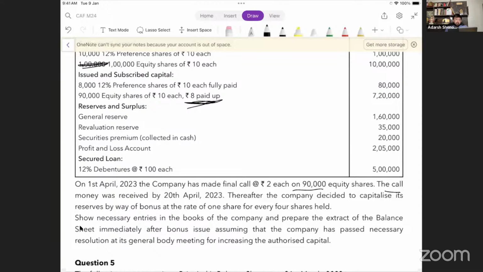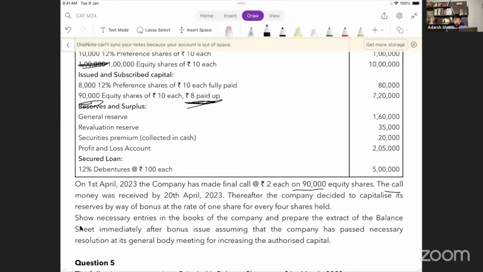So thereafter, the company decided to capitalize its reserves by way of bonus at the rate of 1 share for every 4 held. Remember, bonus issue is done for subscribed capital, not authorized capital. Authorized capital is the maximum capital. Bonus shares can be given to the existing shareholders. Only 90,000 shares have been issued, so we have to find out that proportion. 1 share for every 4 held.